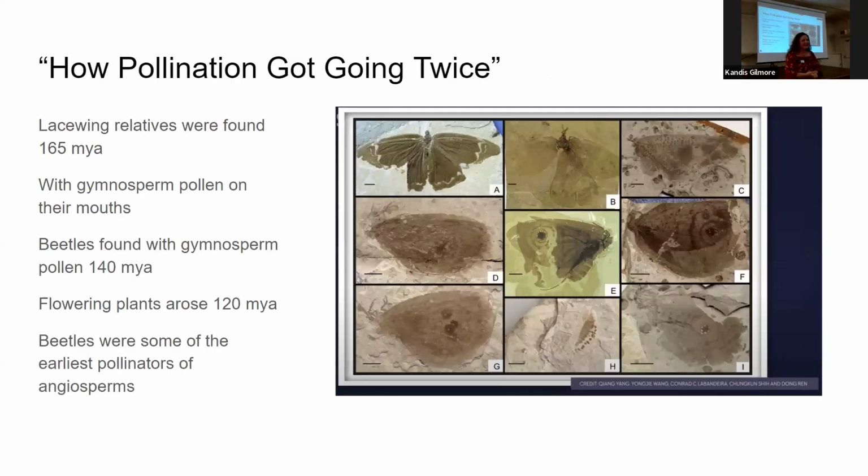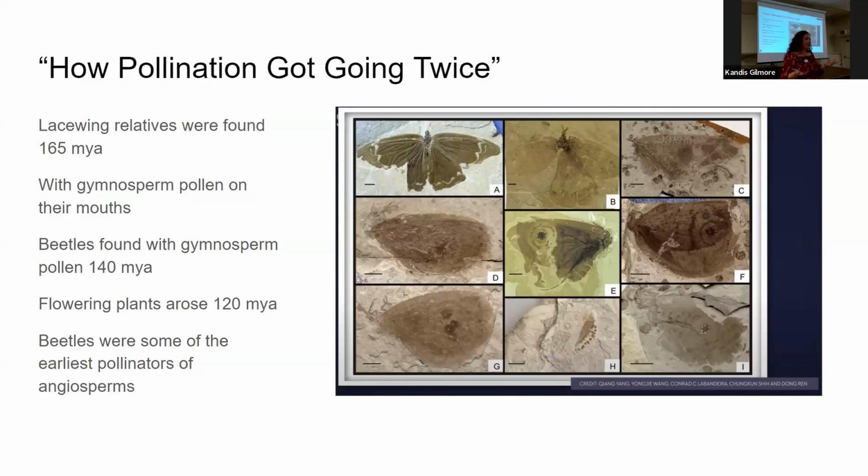There's this really interesting YouTube video by PBS called "How Pollination Got Going Twice" that Nathan Rank told me about. And in the video, they look in the fossil record, and lacewing relatives were found about 165 million years ago with gymnosperm pollen on them. So nowadays we think of gymnosperms as being really wind and water pollinated. And they have these fossils of these lacewing relatives that have the pollen on their mouths.